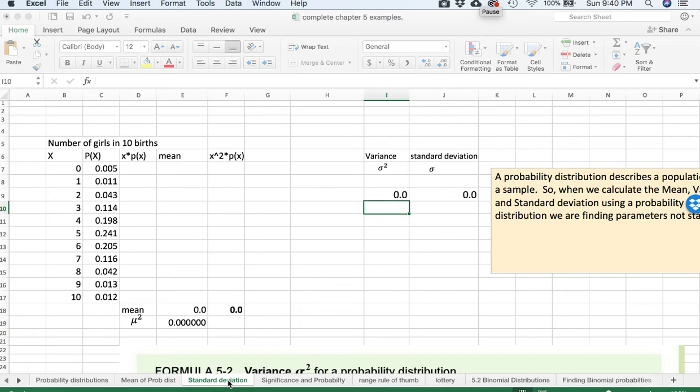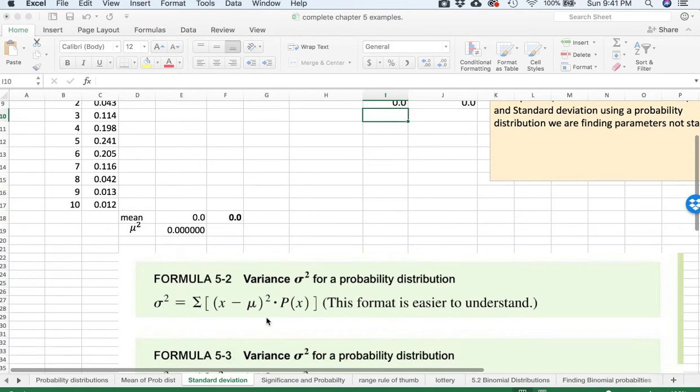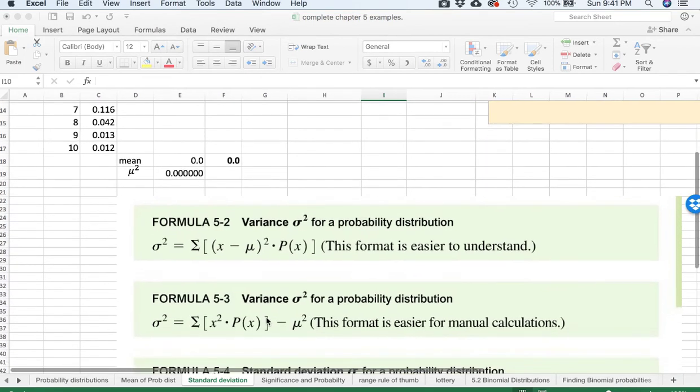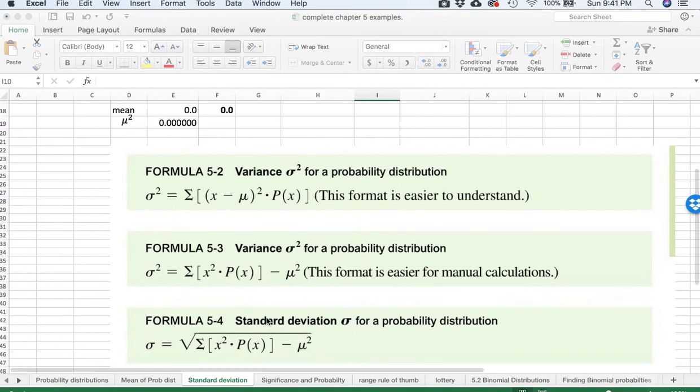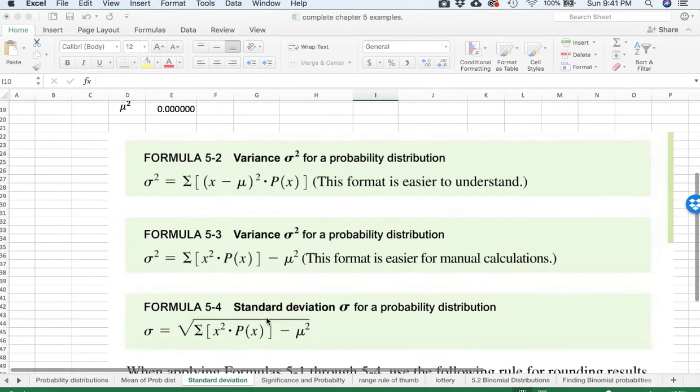Okay, chapter 5, we're going to learn about probability distributions of random variables, and I want to show you how to find the variance and standard deviation for a probability distribution. There are actually two formulas to find the variance, and that tells you about the spread of the probabilities, and then you would take the square root of the variance to find the standard deviation.